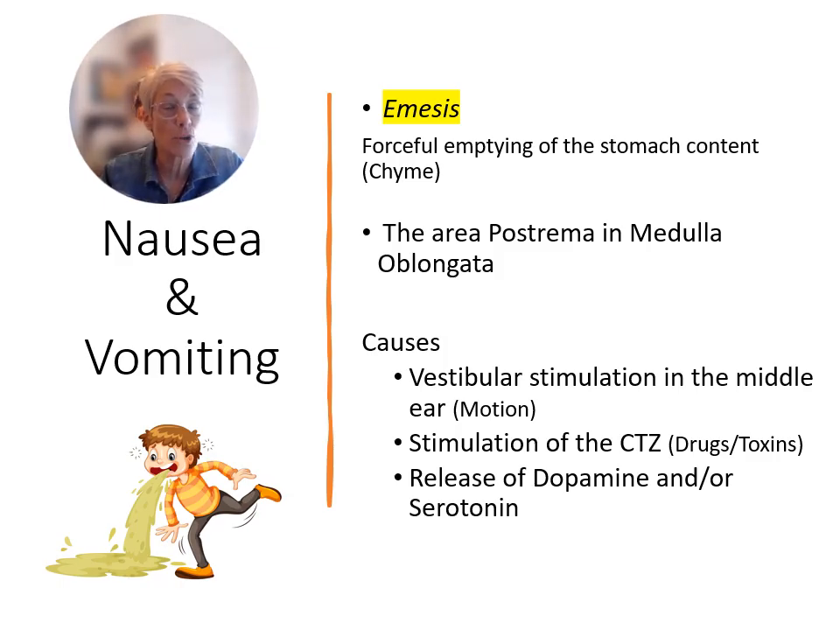CTZ, chemoreceptor trigger zone, all right? So we can have that because of drugs or toxins sometimes. We can also have that sensation of nausea and potentially vomiting because of a stimulation or a release of dopamine and/or serotonin. So when we start to look at our medications, we have both dopamine and serotonin antagonists. So we block that and we take down that sensation of wanting to vomit, basically. All right, so always looking at what causes the disorder, and then how can we block that? And we do that with some of our medications.